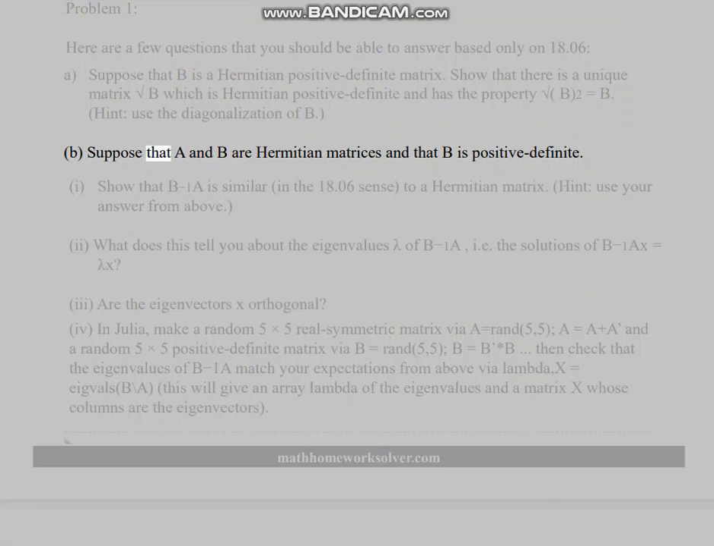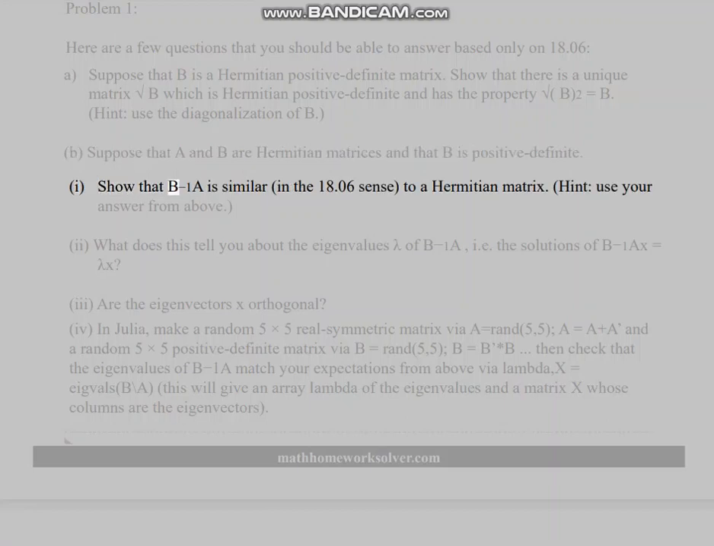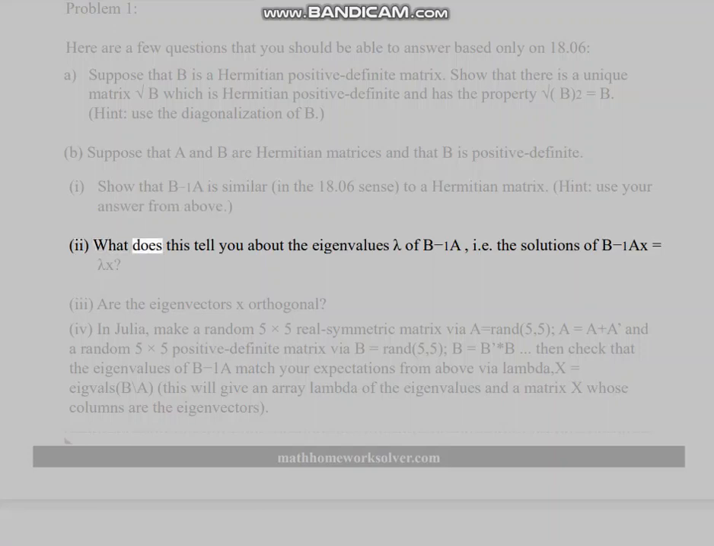B. Suppose that A and B are Hermitian matrices and that B is positive definite. 1. Show that B^-1 A is similar, in the 18.06 sense, to a Hermitian matrix. Hint: use your answer from above. 2. What does this tell you about the eigenvalues lambda of B^-1 A, i.e. the solutions of B^-1 A x equals lambda x? 3. Are the eigenvectors x orthogonal?